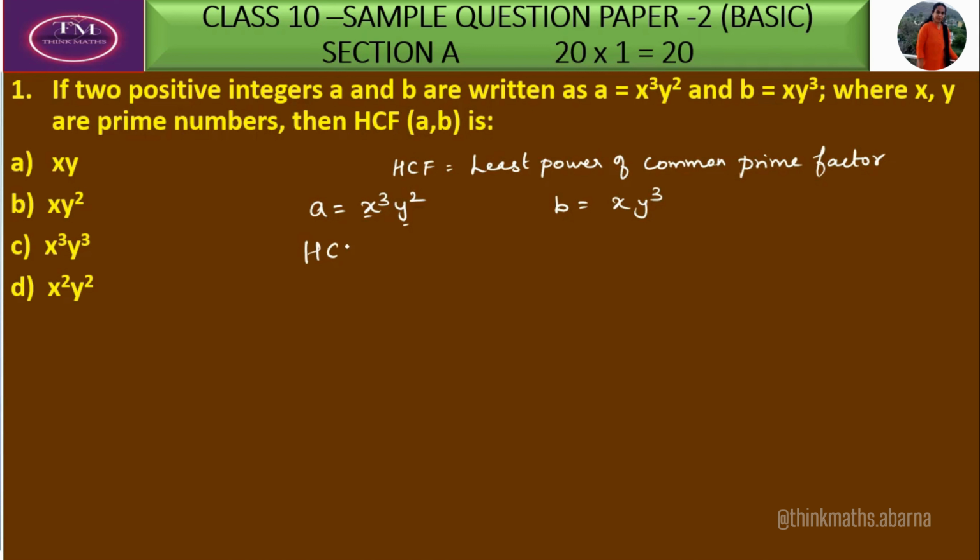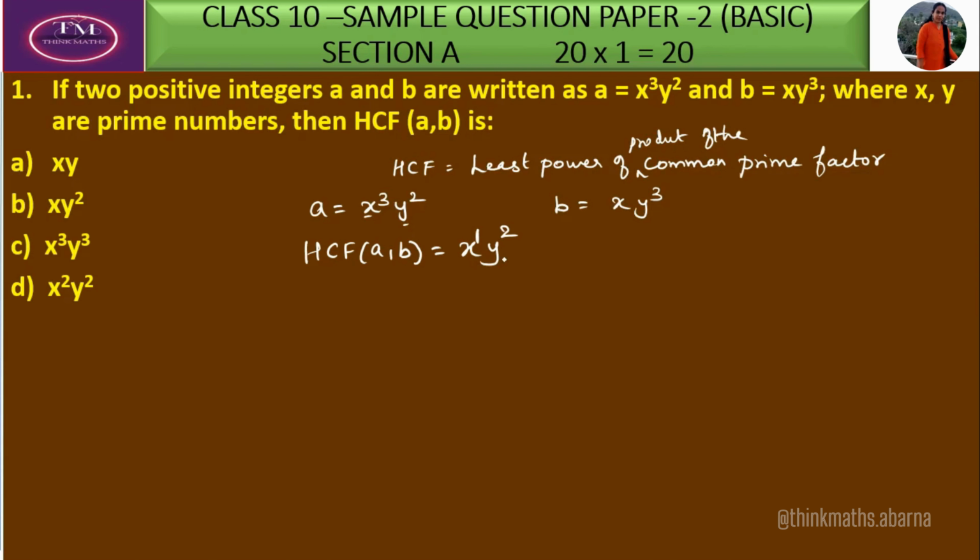So now HCF of A, B. The common prime factors: both have x and y as common. So it's the product of the least power of the common prime factors, x into y. What is the least power of x? Here we have the power as 3 and the power is 1 here. So the least power is 1 for x. Now what about y? For y we have the powers 2 and 3. So the least power is 2.